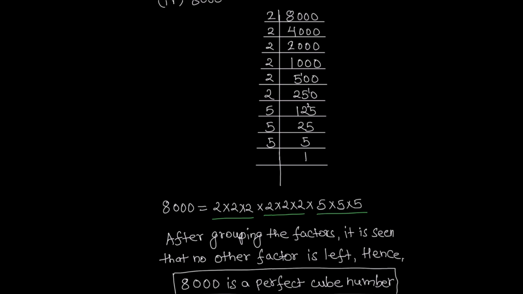So this is how, by grouping the numbers in terms of triples, we can check whether the number is a perfect cube or not. I hope this video is helpful to you.